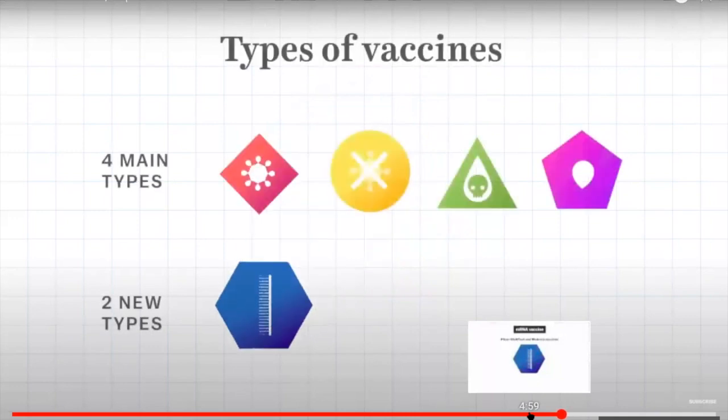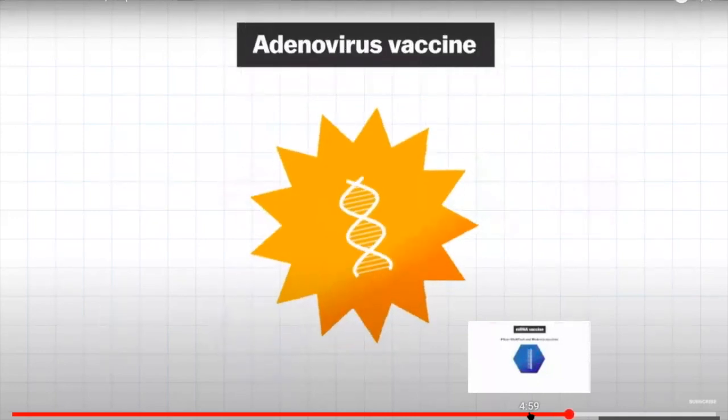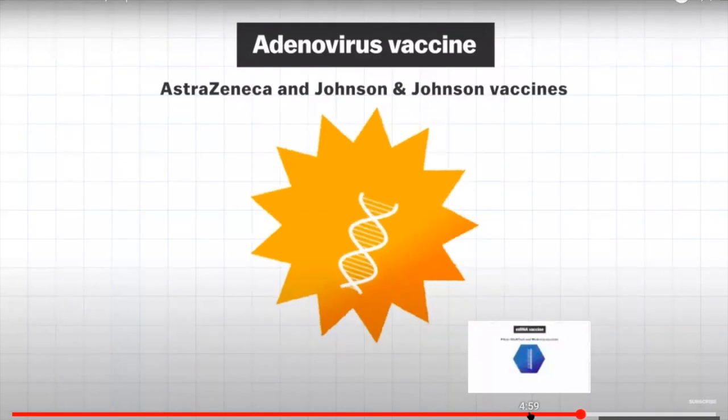Another effective new kind of vaccine works similarly, but uses DNA instead of mRNA, which is much more stable. The COVID-19 vaccines from AstraZeneca and Johnson & Johnson are this type.